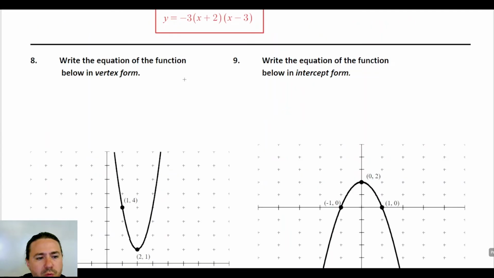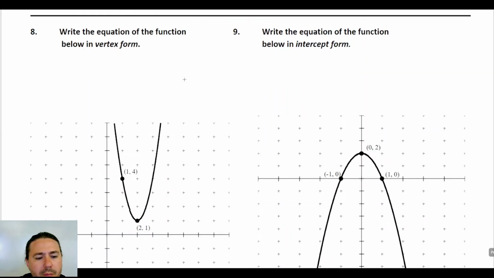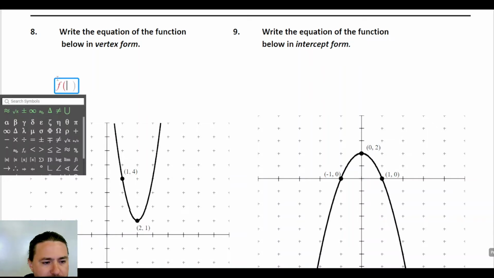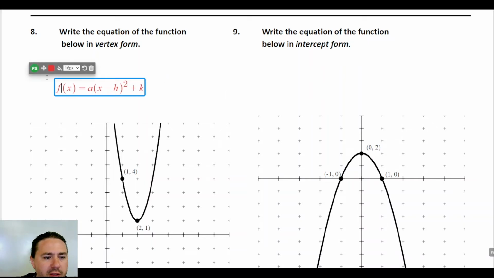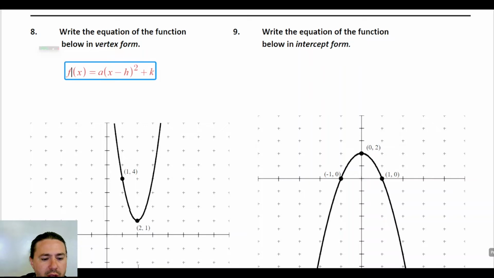Number 8 says write the equation in vertex form. Okay, so recall that vertex form is going to be this f of x or y. It doesn't really matter which one you're using right now. Equals a times x minus h squared plus k, where h, k are the coordinates of the vertex. So in this case, the vertex is 2, 1. So I'm going to replace the h with 2 and the k with 1.